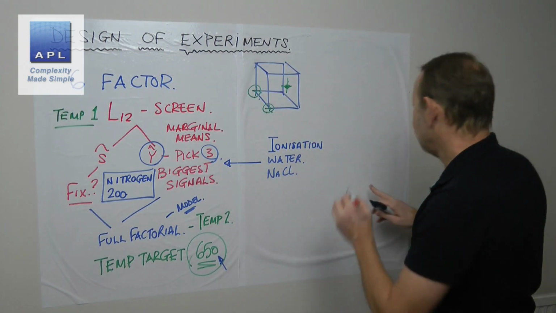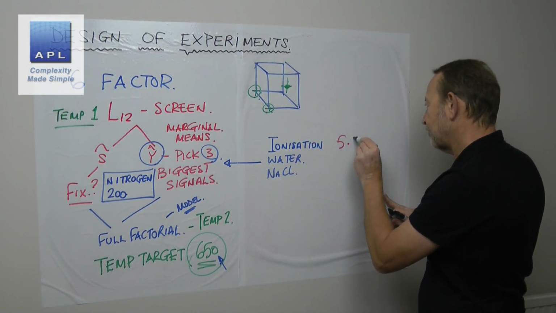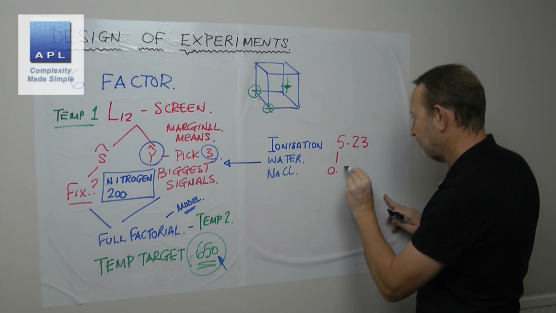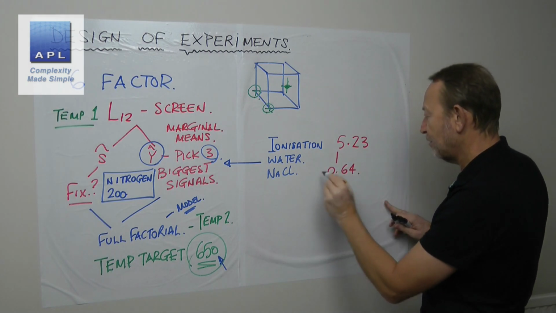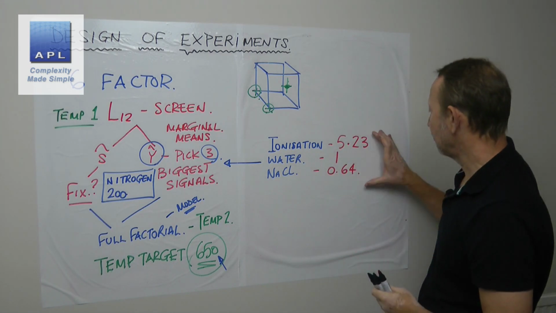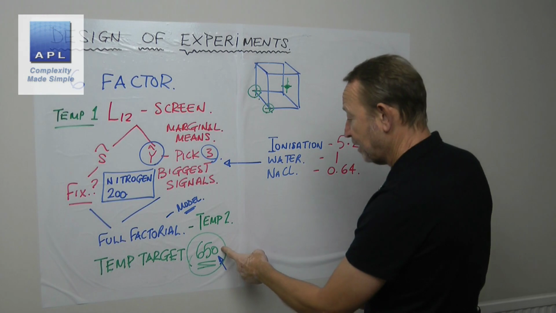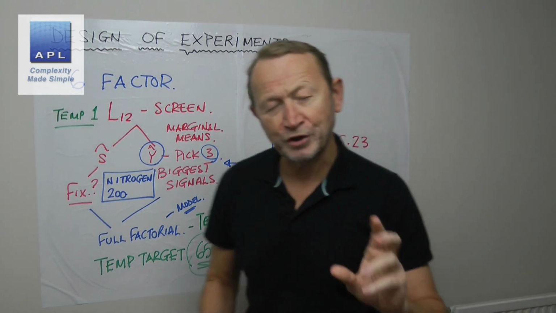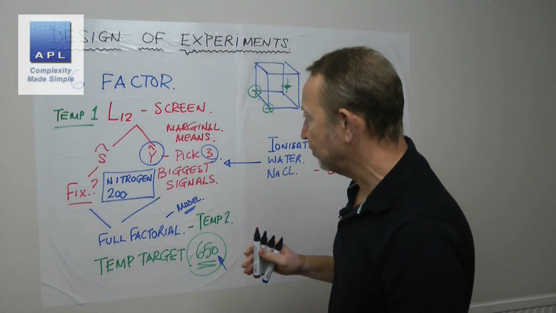Okay, so the 3 was 5.23, water source 1 and 0.64 for the sodium. So there are my optimized settings. It says that I'm going to hit 650 exactly. Just one point, by the way, before I move on, that's worth repeating.